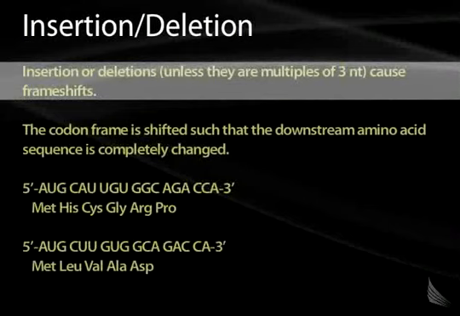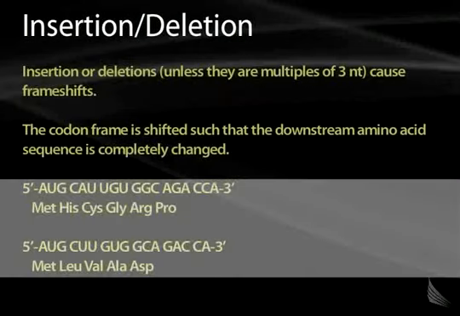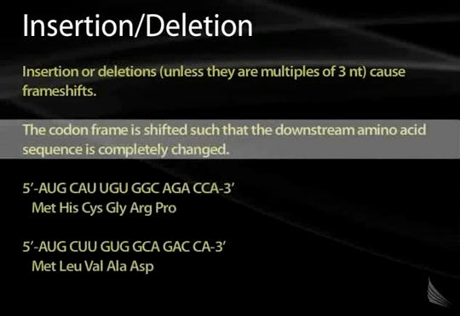Deletions can also cause frame shifts. In the example that you see below, the second nucleotide of the histidine codon, which is an adenine, is removed from the sequence. And that changes it from encoding methionine, histidine, cysteine, glycine, arginine, proline to now encoding methionine, leucine, valine, alanine, and aspartate. And you can see again that the amino acid sequence has changed, and the structure and function of that protein has probably completely changed as well.